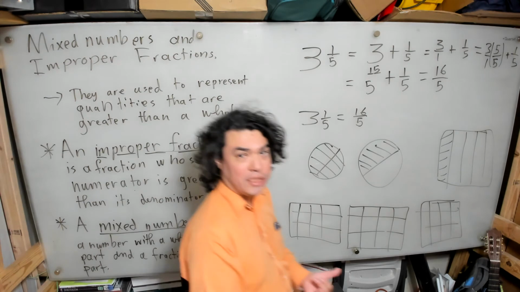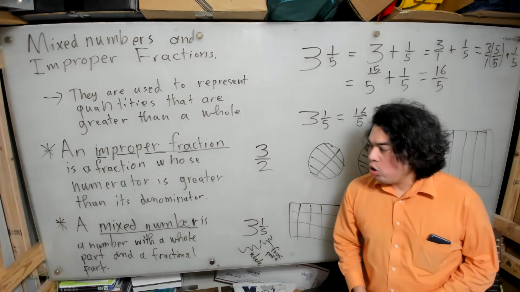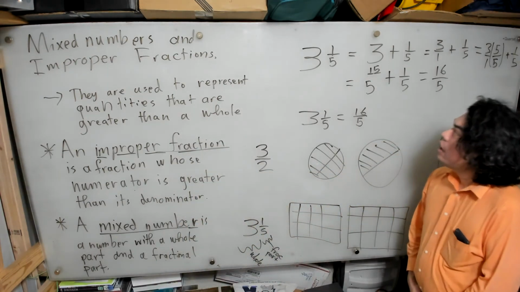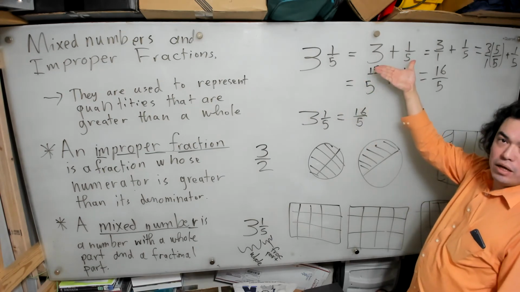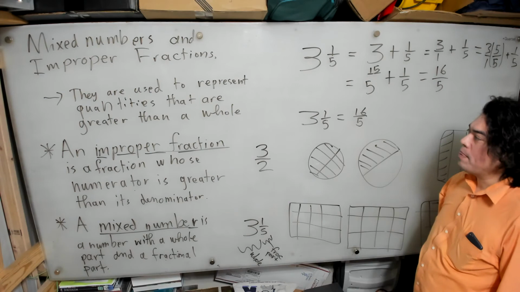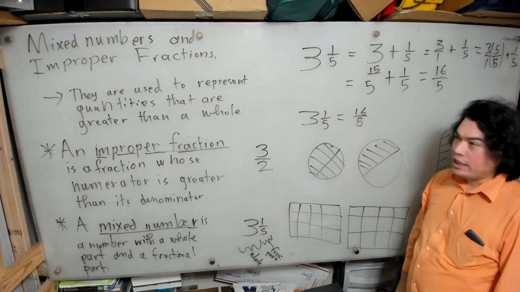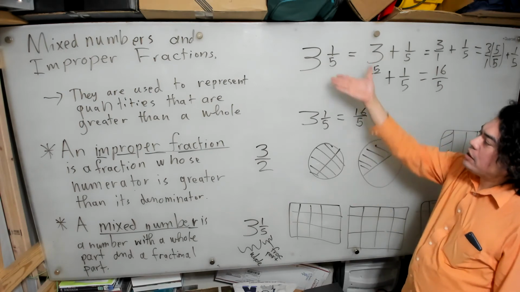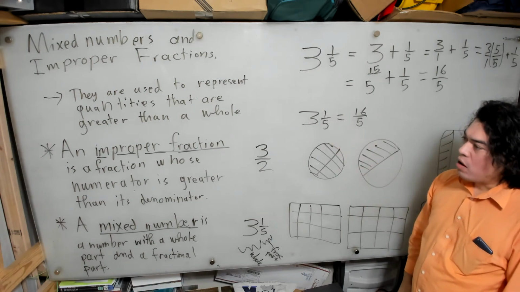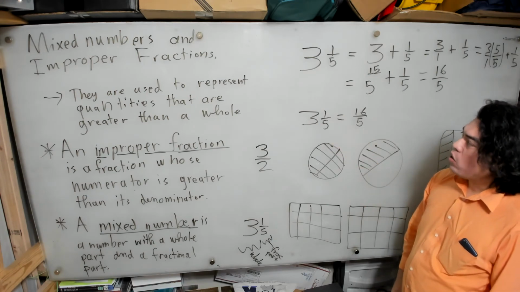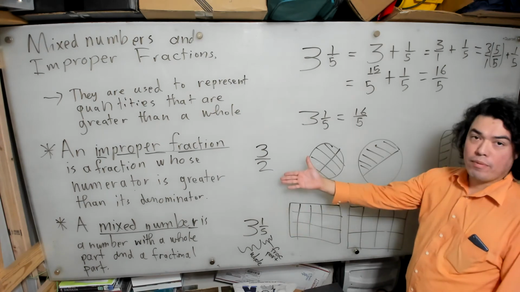So we now know what a mixed number is. It's a whole part and a fractional part. It means the same as the whole part plus the fractional part. And using our previous techniques, we're able to express this mixed number as an improper fraction. So now we know how to go from mixed numbers to improper fractions.